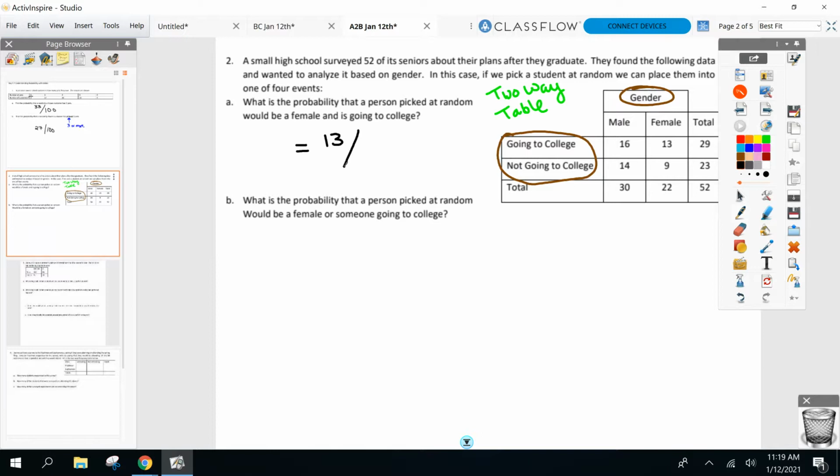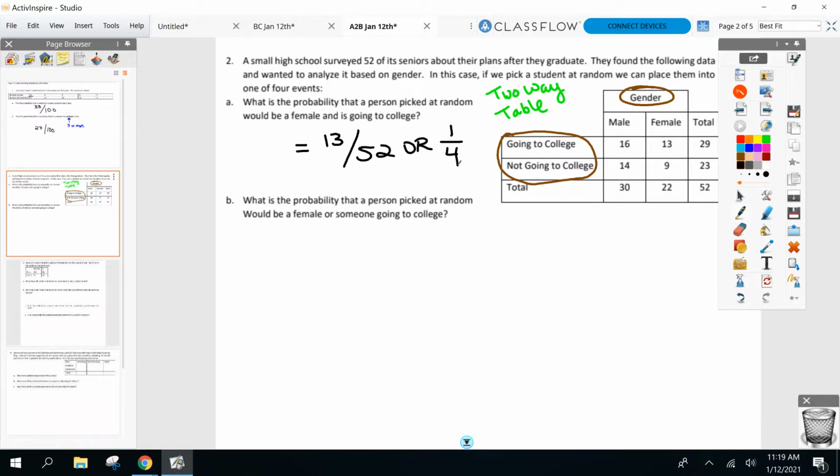13. And now I need an out of. You don't need to add up anything, guys, because you see I have a total column there. What's my total? Hunter, how many total people are in this? 52. You don't need to add up anything here, guys, because I give you the total off to the right-hand corner. And if you guys do want to reduce that, you can, to 1/4. Everyone okay on where Hunter got the 13 from? Female and going to college.